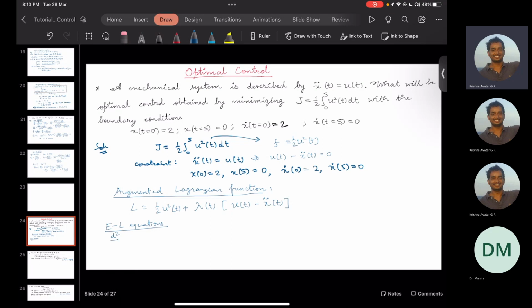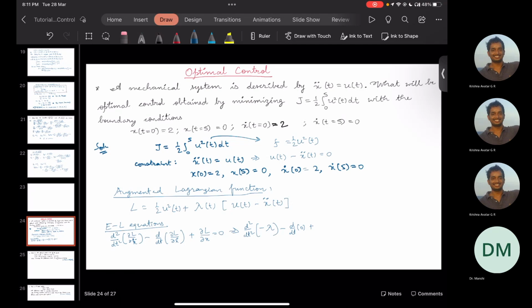The first one is for x. We see that this augmented Lagrangian function has a second derivative of x term. So we'll use del L by del x double dot, minus d by dt of del L by del x dot, plus partial L by partial x is equal to 0. Then d square by dt square of partial L by partial x double dot is minus lambda. There is no term containing x dot, so d by dt of 0. There is also no term containing x, so this is also 0. So this equation is the second derivative of lambda with respect to t is equal to 0.